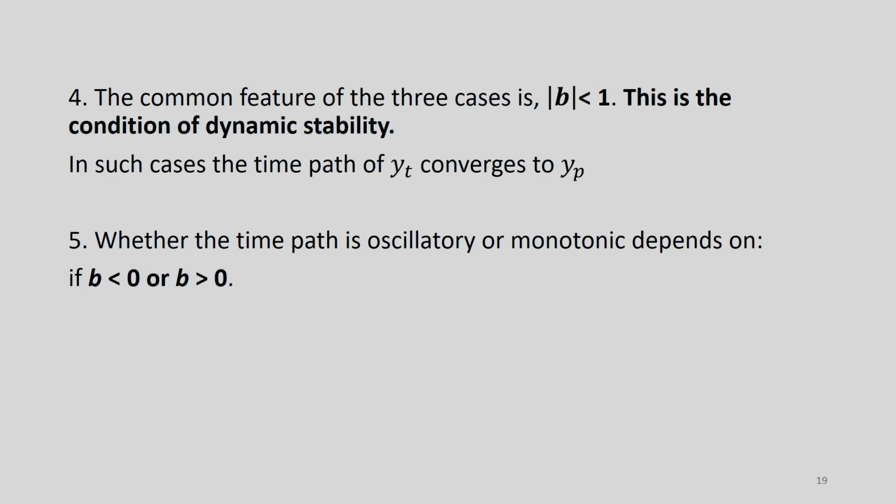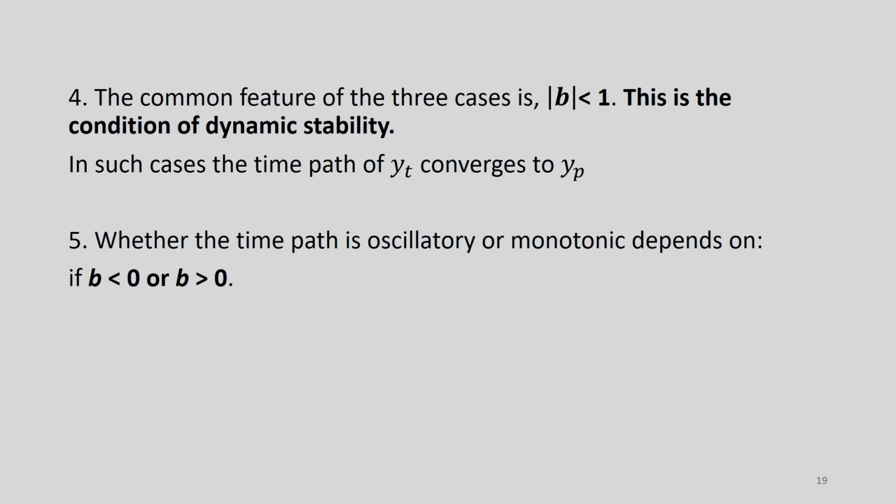Fourth observation is this: the common feature of the 3 cases is that the modulus of b is less than 1. These 3 cases are the cases of convergence. In these 3 cases, what is common is that the absolute value of b is strictly less than 1. This is the condition of dynamic stability. In such cases, the time path of yt converges to yp.